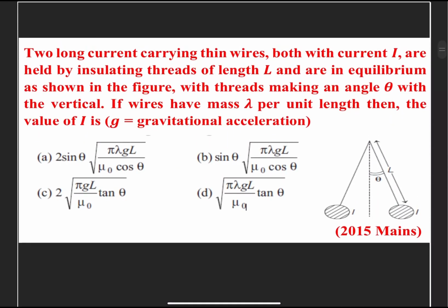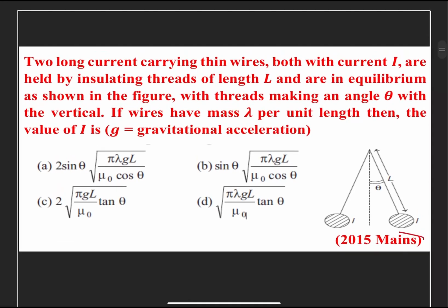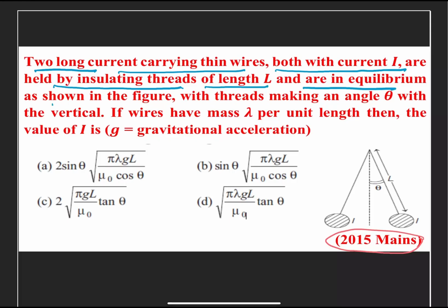Now we come to the next question, and it was also asked in the year 2015 mains, and it says that two long current carrying thin wires, both with the current I, are held by insulating threads of length L and are in equilibrium as shown in the figure, with threads making an angle theta with the vertical. If the wires have mass lambda per unit length, then the value of I is.